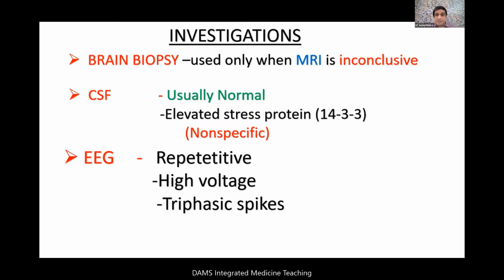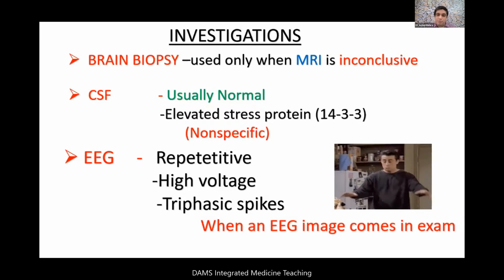And nowadays we're getting some questions on EEG in various exams, especially the Central Institute exam. And whenever you see an EEG coming in the exam, you go blind over it. Let's try to remove your blindness with this topic, prion or CJD.